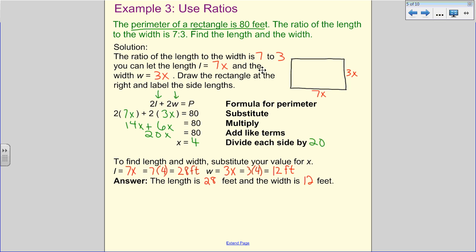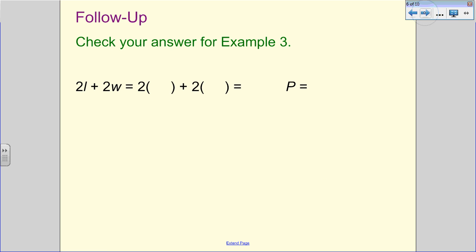All right? So what we're learning here is to take that ratio and put x's with each of those measurements. So the 4 to 1 ratio was 4x and 1x. The 7 to 3 ratio was 7x and 3x. And then using that information with what we know.